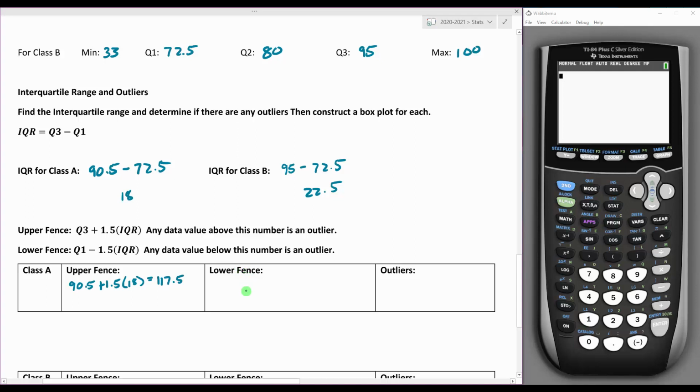Next thing we're going to do is calculate the lower fence. Here's our calculation for the lower fence. Our first quartile is 72.5, and we're going to subtract 1.5 times 18. The number that we get for that one is 45.5.